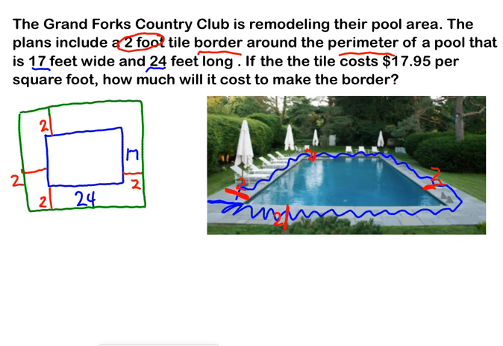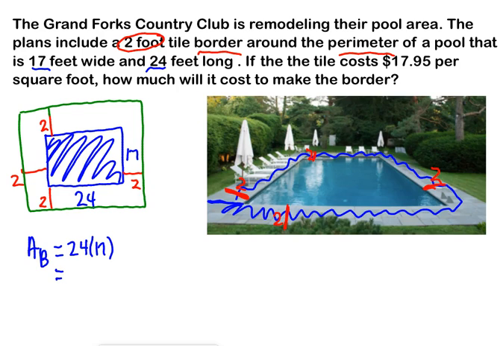There we go. We'll add some water to our pool so we don't get confused. The easiest way to figure out the area of that border is to find the area of both the blue rectangle and then the entire big rectangle. So let's start off by finding the area of the blue pool rectangle. I'll put area of blue. Again, base times height. My base is 24, my height is 17. Multiply those out and we get 408 feet squared.